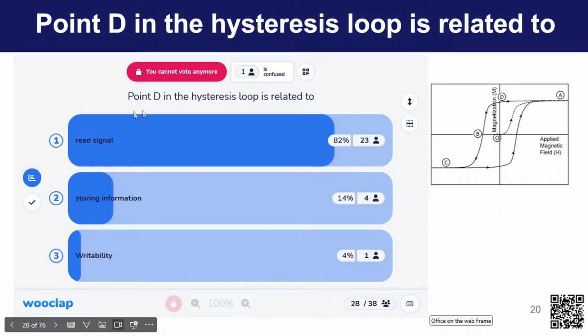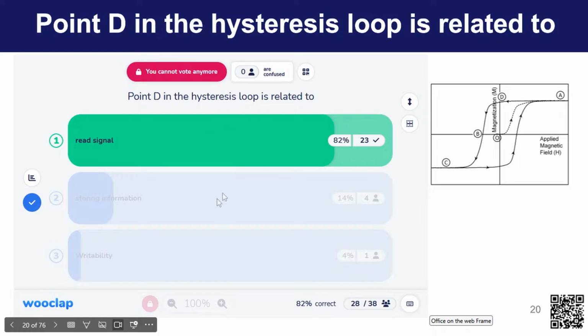Okay, majority of you are right. Correct answer is 1. So, point D is related to remnant magnetization. I told you that the read signal is related to MR multiplied by thickness, MRT. So, D is related to reading signal. Okay, correct.